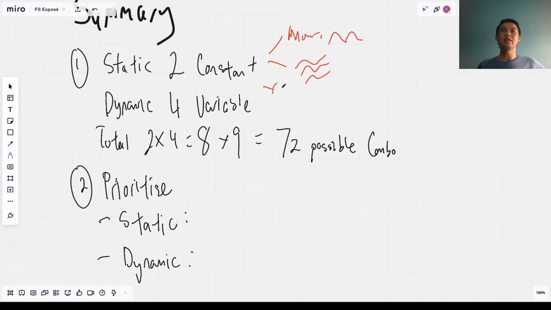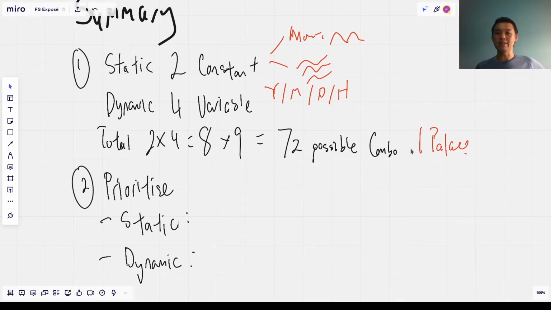So we have 2 constants, and we have 4 variables, namely the year, the month, the day, the hour chart. If we take 2 constants times 4 variables, that equals 8. And then each can be 1 to 9, so in total there are 9 stars. So you have 8 combinations times another 9 variables, and then for only one palace, we have a total of 72 combinations.